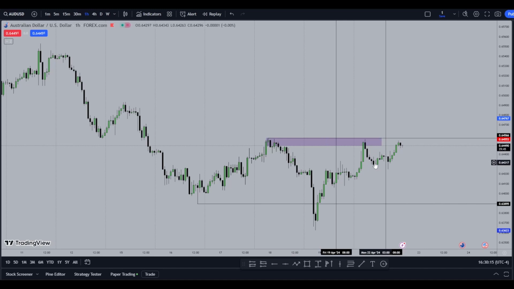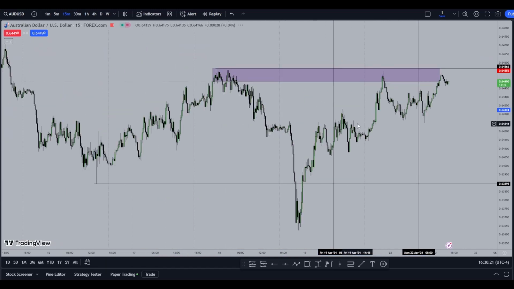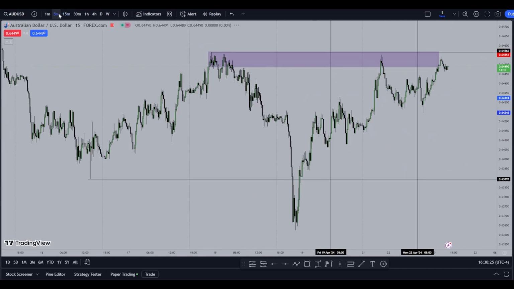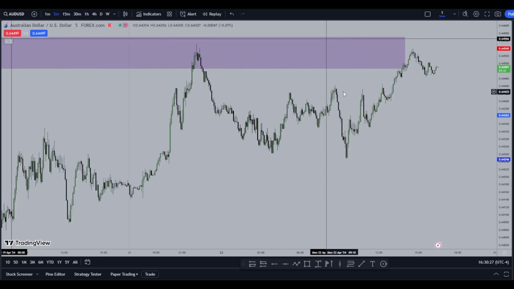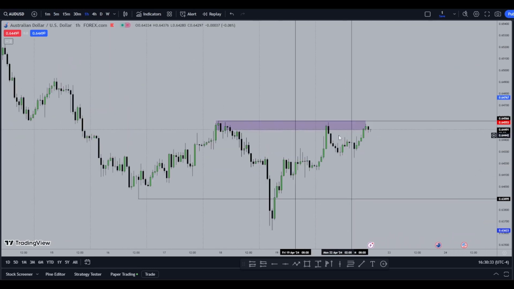There is this rejection, and as I showed you on the 5-minute time frame, there was a rejection from here. The same thing will be happening on the 1-hour time frame. It gave a rejection and now there will be a liquidity run. It will go up and take this high, and then it can fall down.